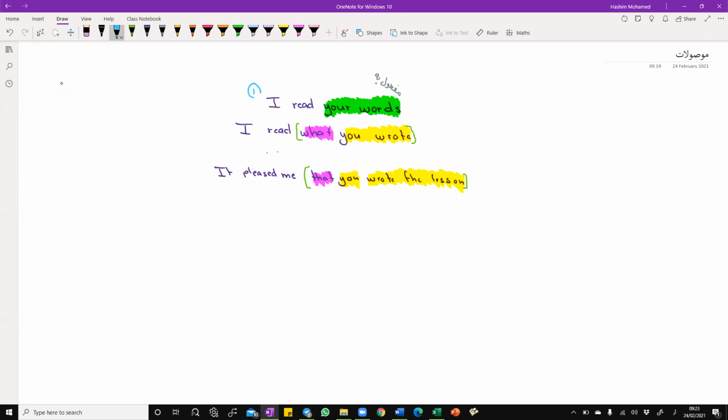In our example number one, "your words" is mudaf mudaf ilay, one word or one set of words that fits in a slot. That's not a problem. In example number two and example number three, we have a scenario where we have sentences which cannot generally fit in slots, but we have certain words like "what" and "that" which attach to those sentences. Those attached particles allow the whole sentence to become one of the slots. Maf'ul bihi, for example. And in the third example, comes the fa'il. So far, so good?